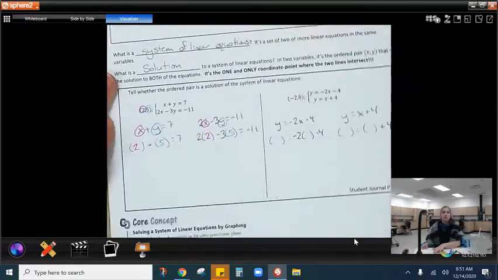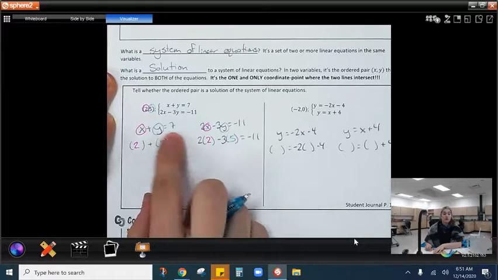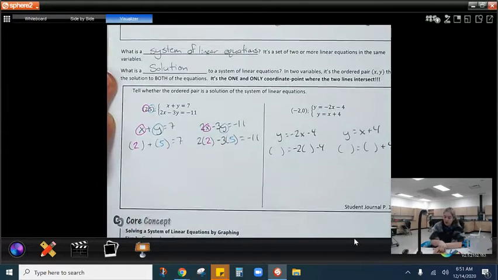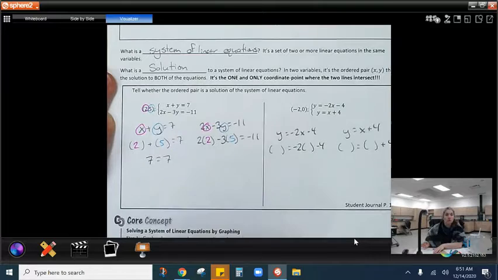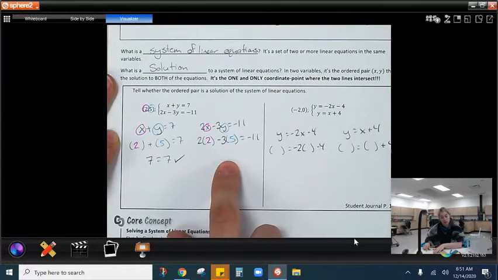And now I'm going to focus on this one first and just see if it works. All right, so we have 2 plus 5. Well, that gets 7. Does 7 equal 7? Yes, it does. So that one is a solution for this equation. That doesn't mean it's a solution for the system. We have to make sure it works for this one too.